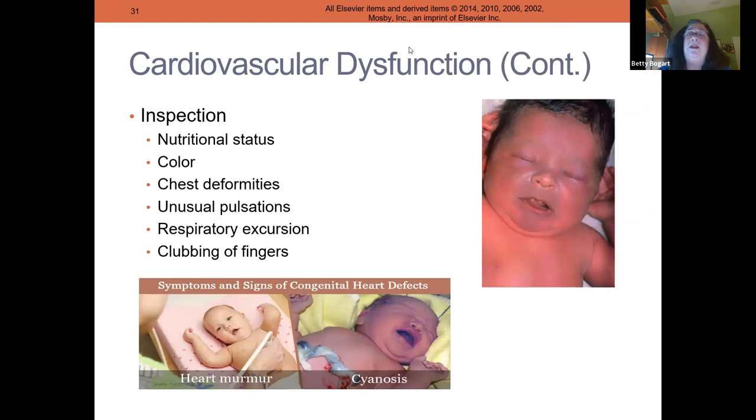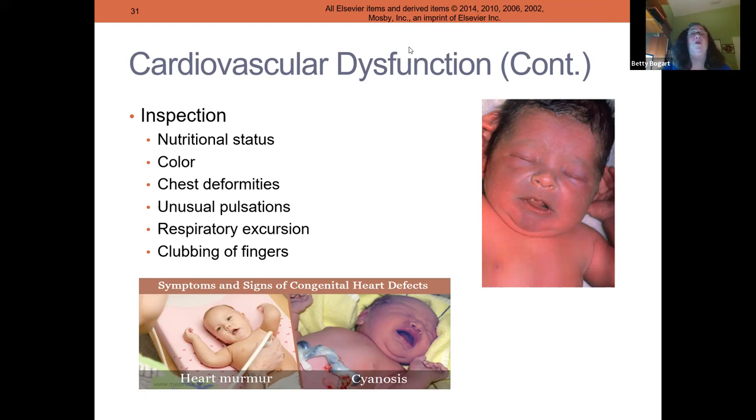When we do an assessment, we always look at how are they eating? How much? We look at the color. I mean, if a baby is blue, cyanotic, that's easy. Coarctation are not blue. They're fully saturated. It's just decreased pulses, okay? And then if it's prolonged, yes, congestive failure.